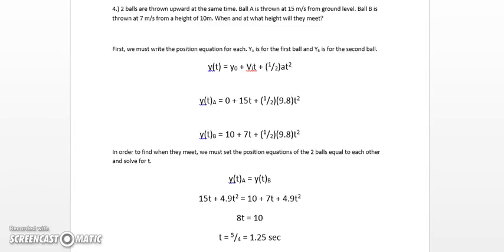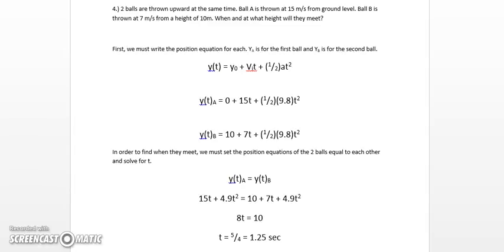Two balls are thrown upward at the same time. Ball A is thrown at 15 meters per second from ground level, and ball B is thrown at 7 meters per second from a height of 10 meters. They're both thrown upward. When and at what height will they meet?